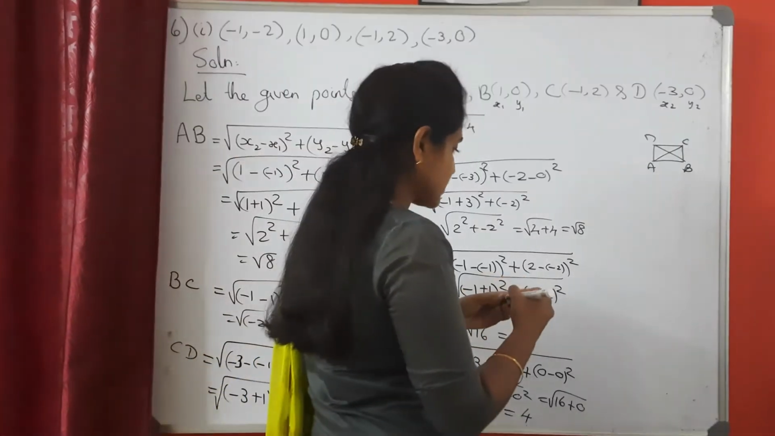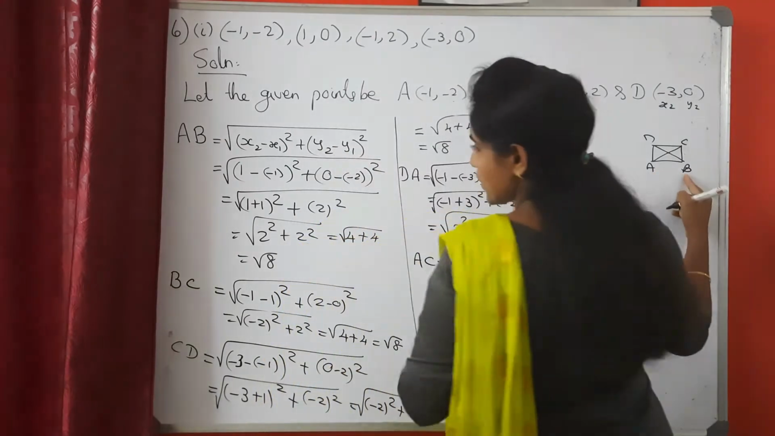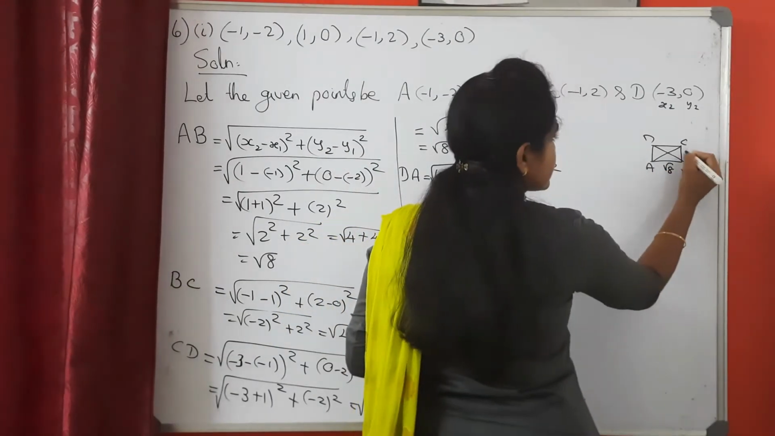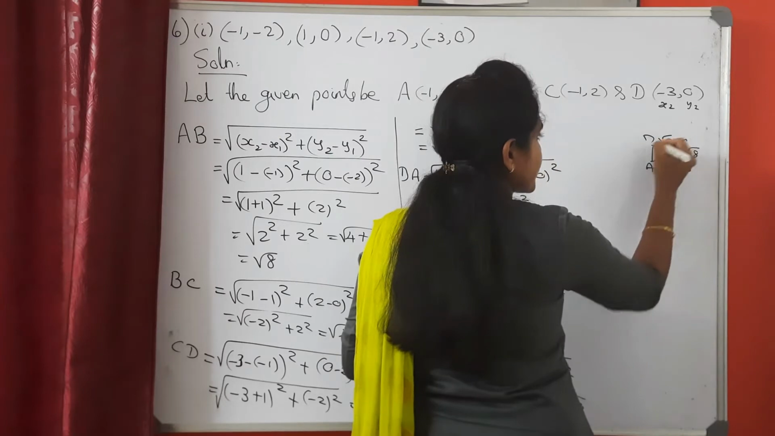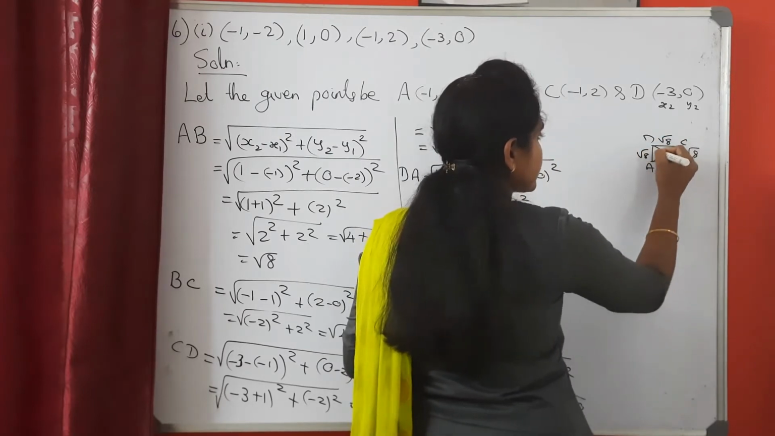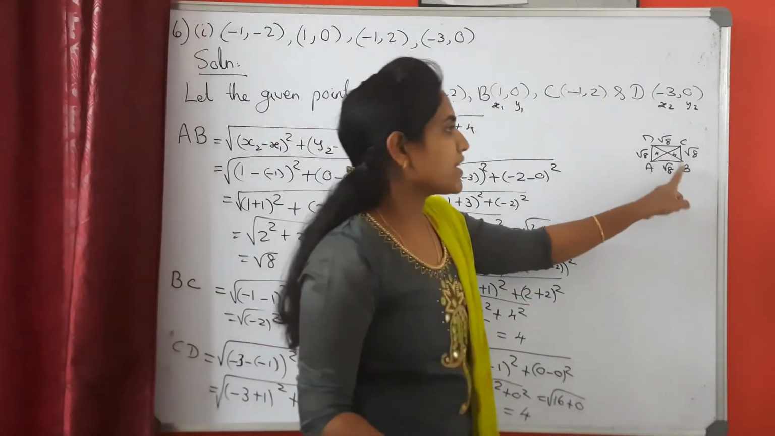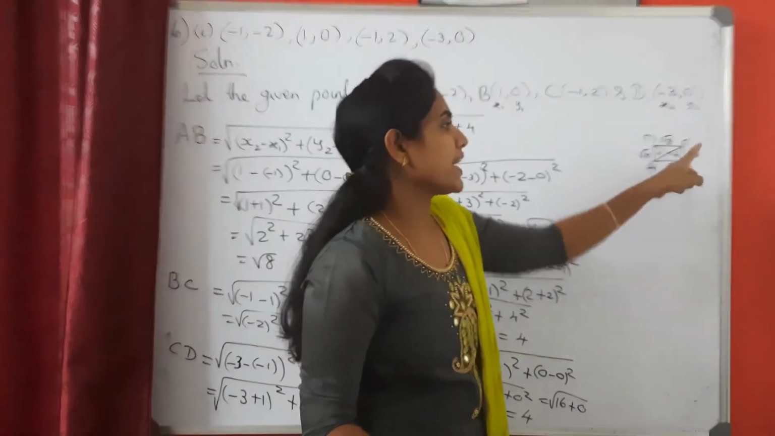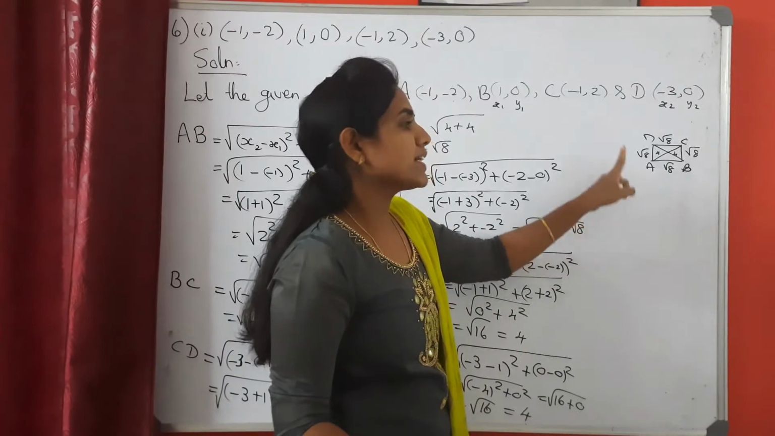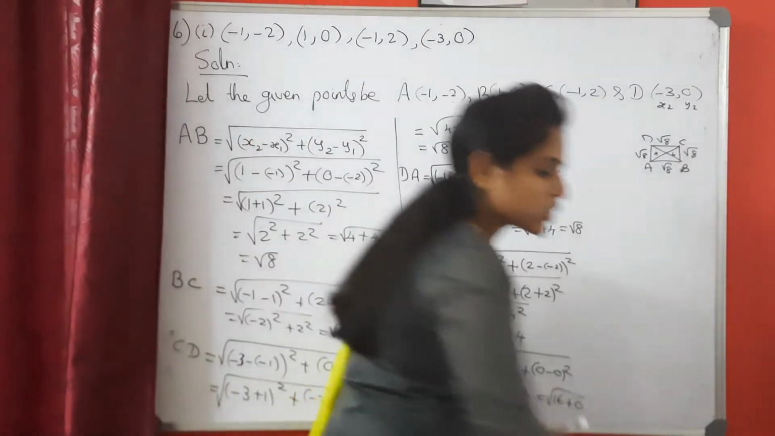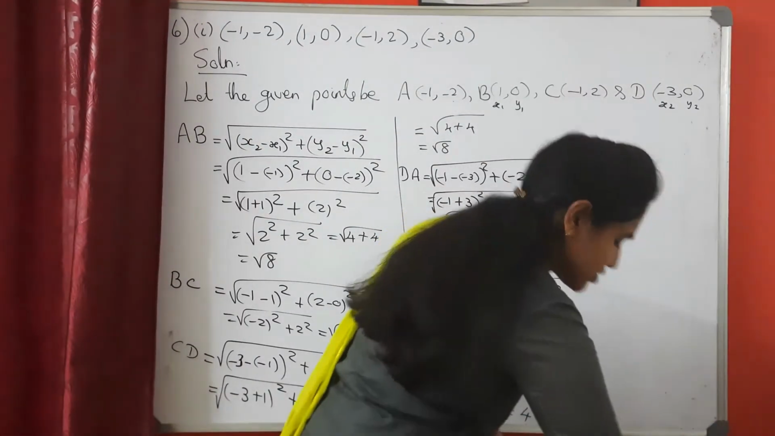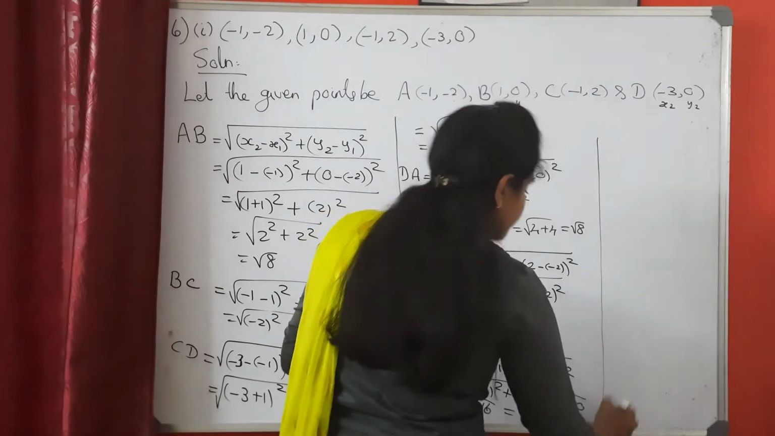So we have to conclude that. Listen, AB equals how much? Root 8, and BC also root 8. Here also root 8, here also root 8. And the diagonals, both diagonals AC and BD, we got as 4, and all the sides are equal. Therefore, ABCD is a square. So we have to conclude that.